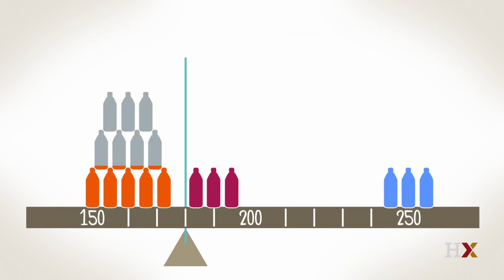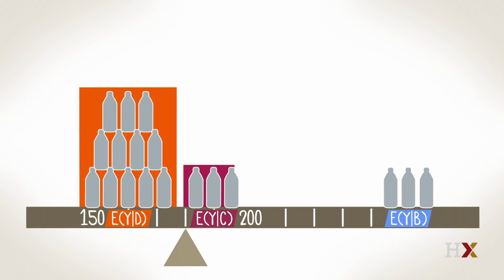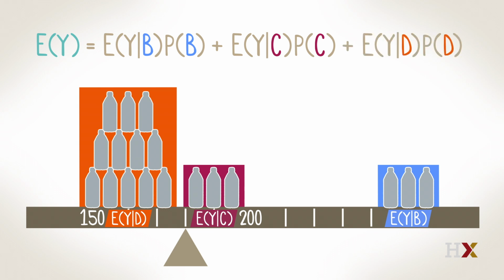In general, let Y be the bayesium content of a random water bottle, and B, C, and D be the events that the water in the bottle comes from Baysville, Continuopolis, and Discrete Town, respectively. Then the overall average is a weighted average of the separate averages. The expected value of Y is E(Y|B)P(B) + E(Y|C)P(C) + E(Y|D)P(D).